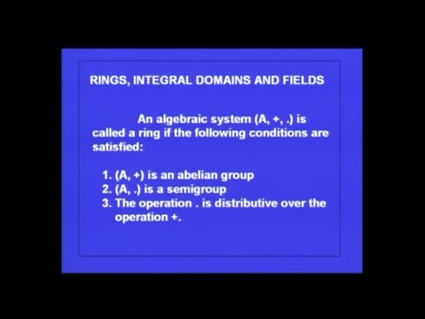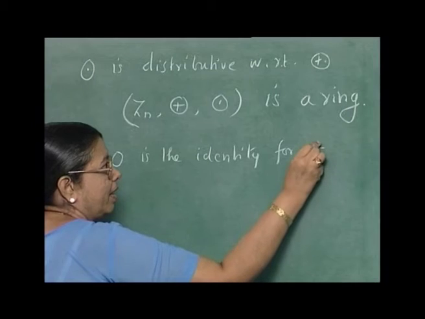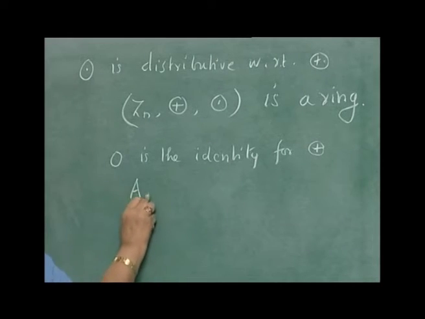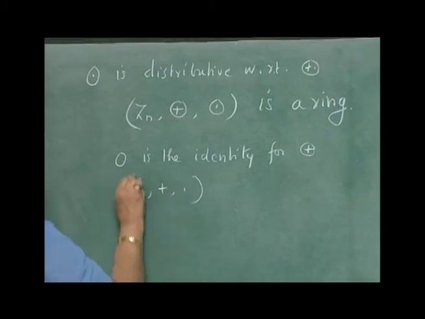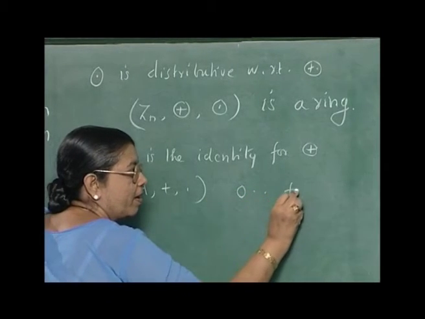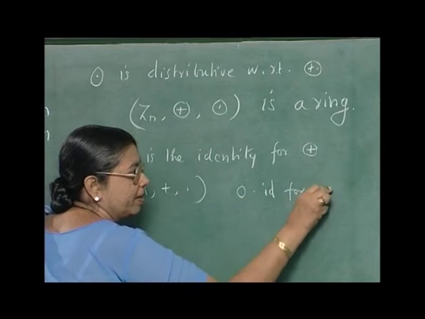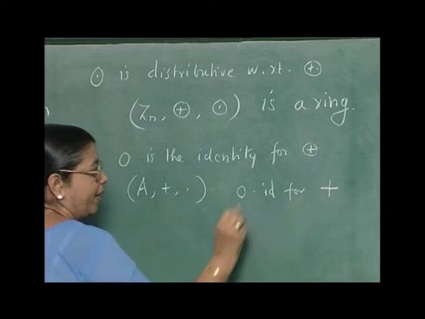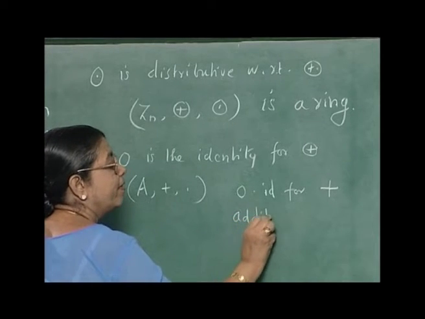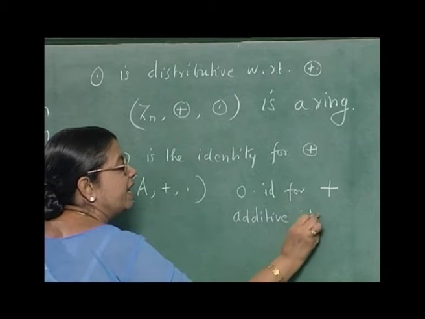Now, in this example 0 is the identity for the plus operation. In general, if you take this ring and 0 is the identity for the plus operation, you call it the additive identity. 0 is the additive identity.